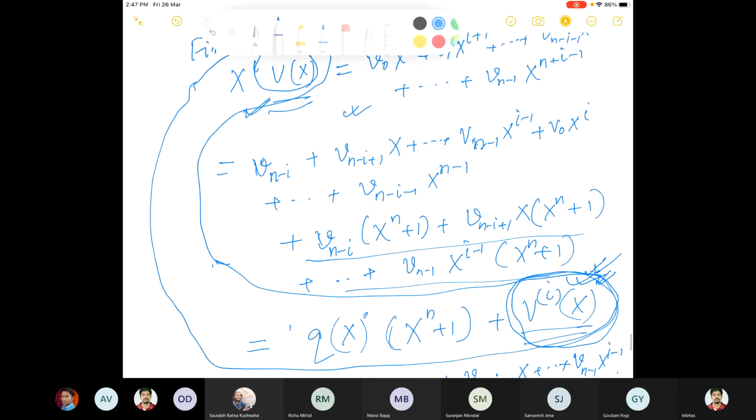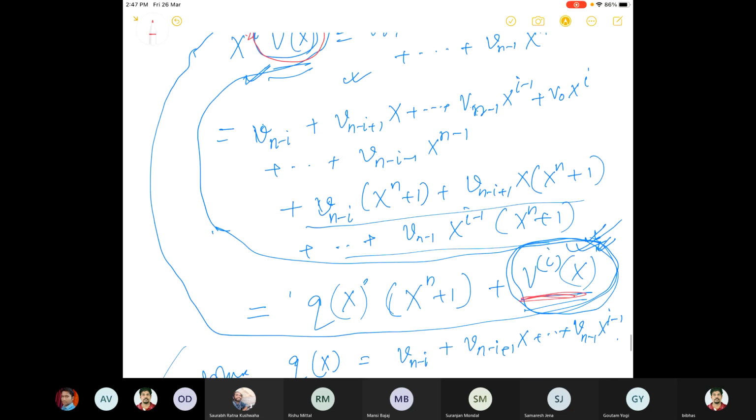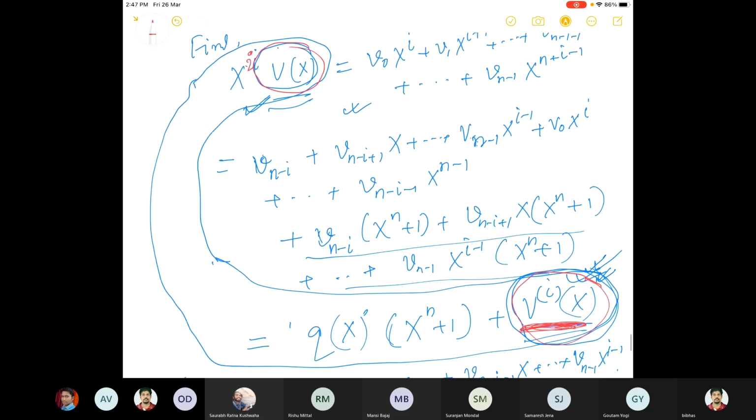If you start with a code polynomial, let's say v(x), then how is x to the power i times v(x) connected to v^(i)(x), the polynomial corresponding to the i-times shift of the code word v? They are related by the equation x^i v(x) = q(x)(x^n + 1) + v^(i)(x). That means if we divide x^i v(x) by x^n + 1, then this is the remainder. We know that already.